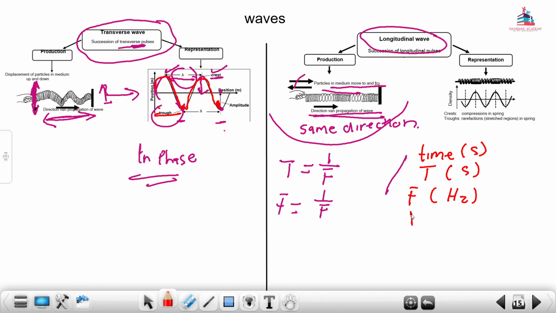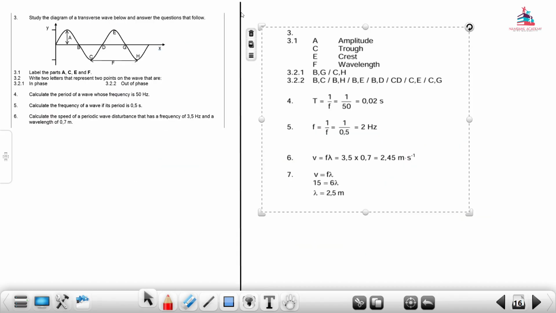What do we need also? Wavelength. It's a length. Therefore, it's going to be in meters. So you must know the difference between the two types of waves. And then also remember, an example of a longitudinal wave, we can have sound wave as an example, because in the longitudinal wave, the particles vibrate in the same direction. Only have 5 minutes left.